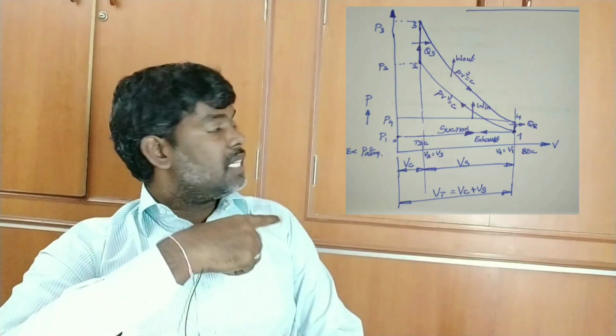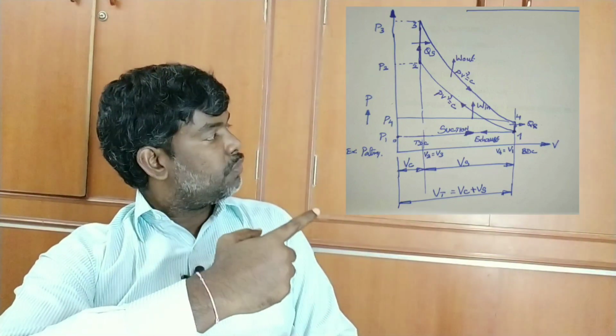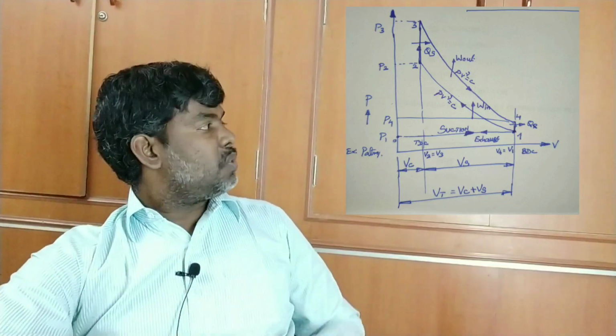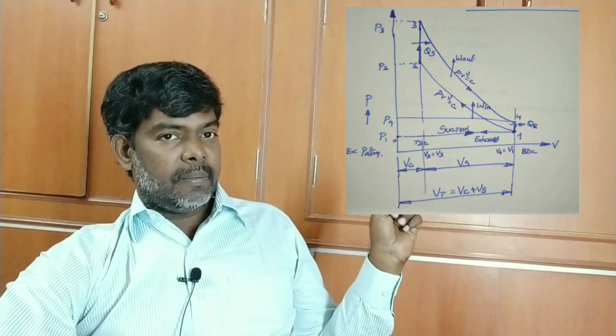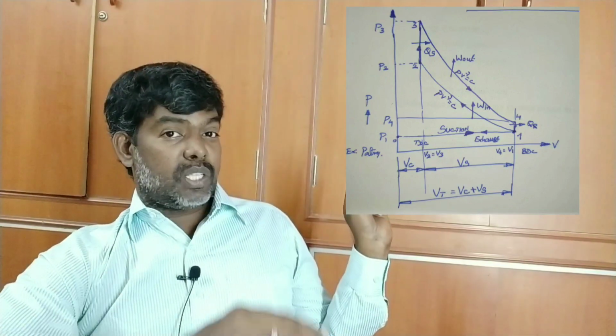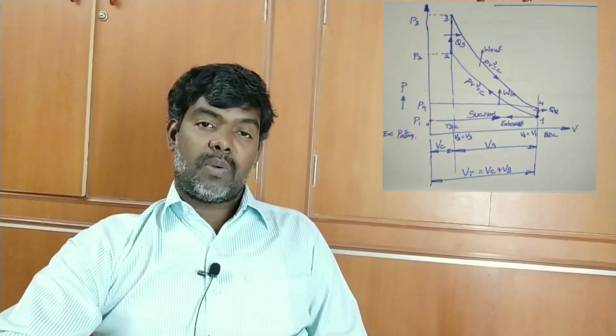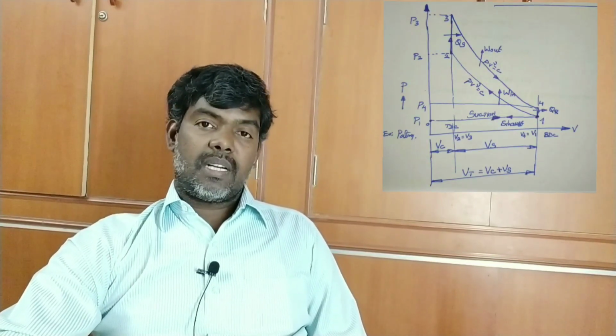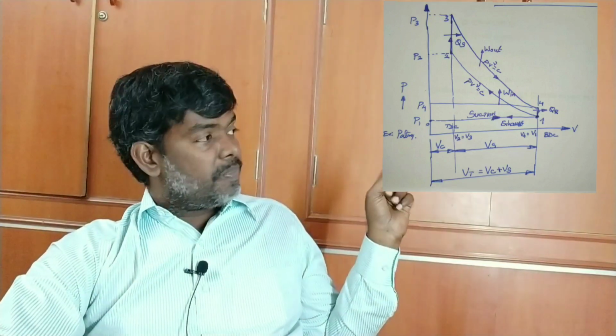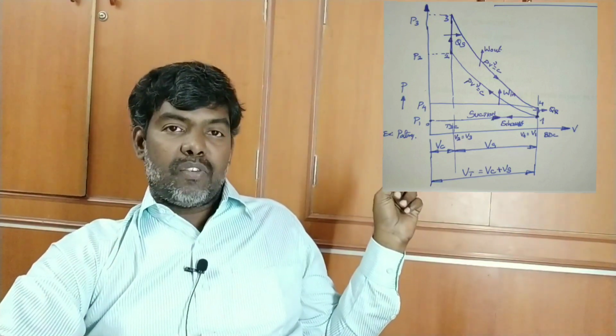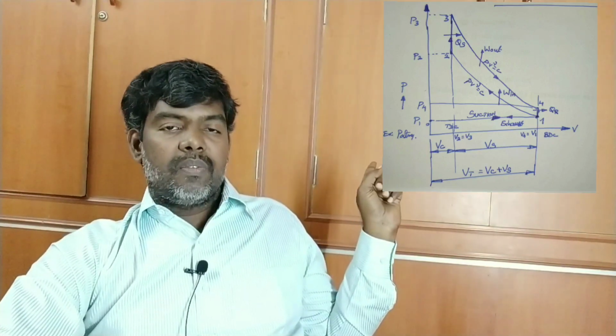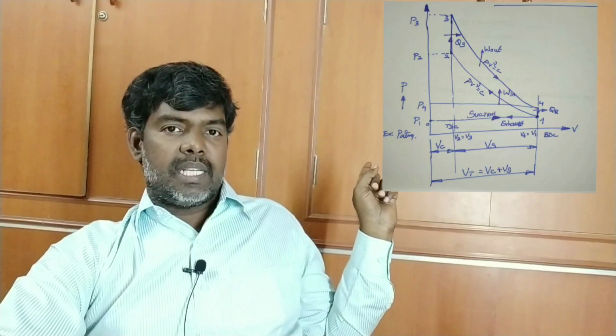So the path is 0 to 1, 1 to 2, 2 to 3, 3 to 4, 4 to 1 and 1 to 0 again. Here 0 to 1 indicates suction, which is at constant pressure. We have discussed four processes in the Otto cycle, two isentropic and two constant volume. But technically two additional processes are there, and they are constant pressure processes. One is 0 to 1, suction, where in the SI engine the air-fuel mixture is sucked in through the carburetor, as we discussed in the last class.